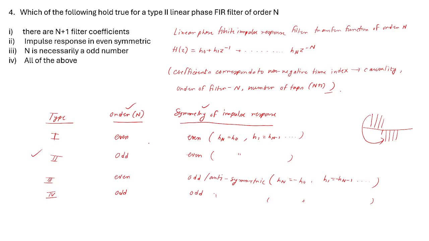So you can see there are n plus 1 filter coefficients. That's correct, because the order n is to be odd. So this one is also correct, and the impulse response you see is even symmetric. Therefore, all of the above holds true. Therefore, the fourth option is correct.